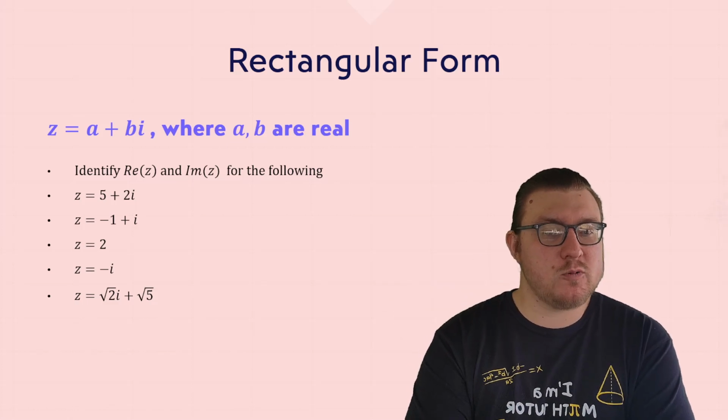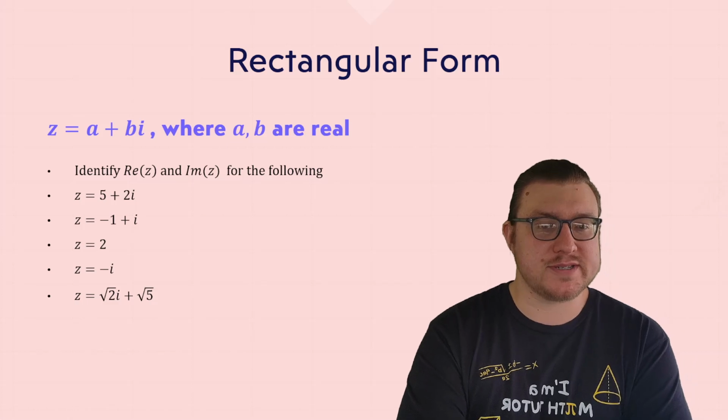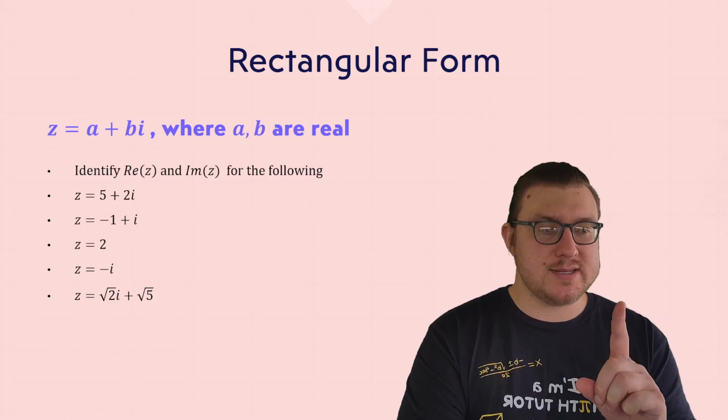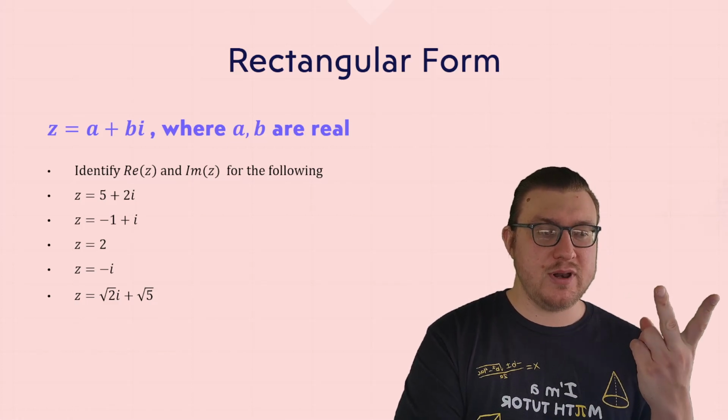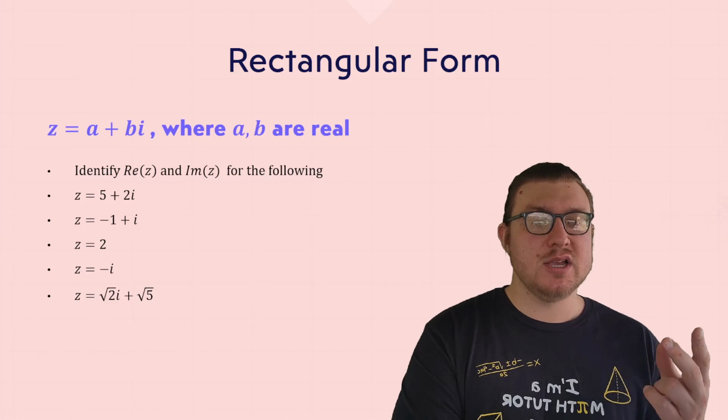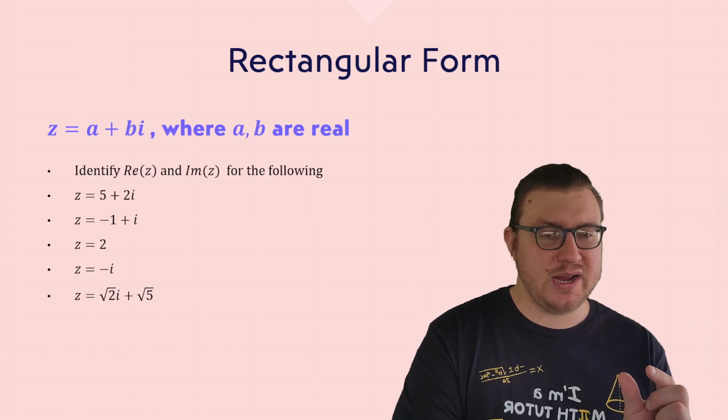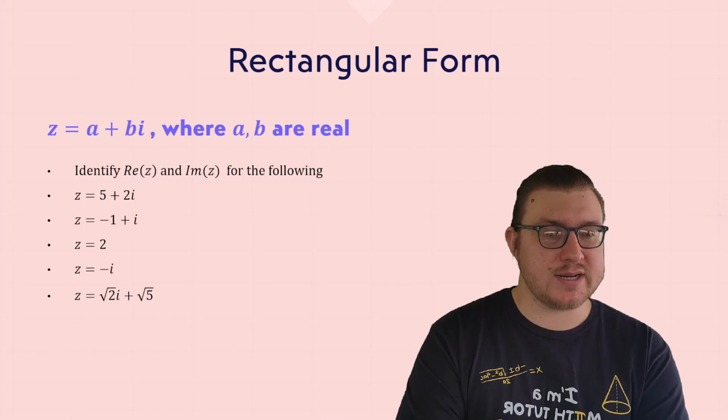Well, it doesn't matter what the number is, it all goes the same way. Just be careful. In this situation, I put the i first, square root 2 i, because we can flip addition and subtraction. So the real part here is square root 5, and the imaginary part is the square root of 2.